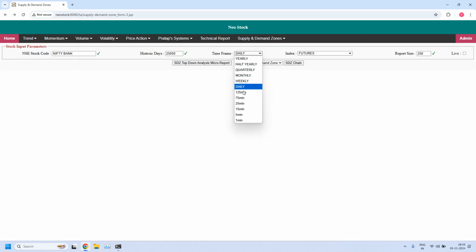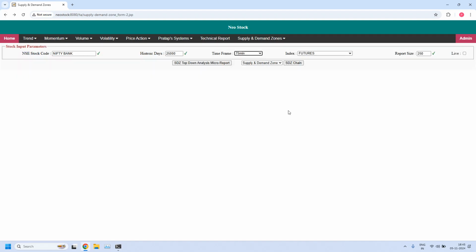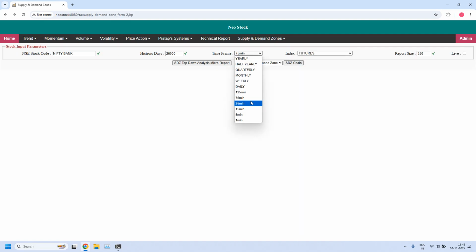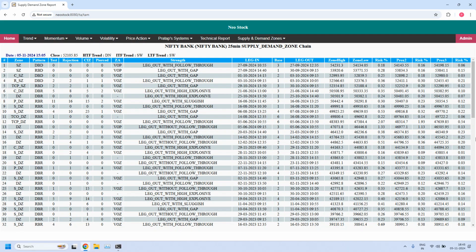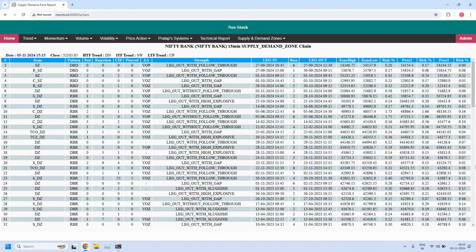Next time frame is 125 minutes, generating 125 minute supply demand zone chain for Bank Nifty. Next time frame is 75 minutes, generating 75 minute supply demand zone chain for Bank Nifty. Next time frame is 25 minutes, generating 25 minute supply demand zone chain for Bank Nifty. Next time frame is 15 minutes, generating 15 minute supply demand zone chain for Bank Nifty.